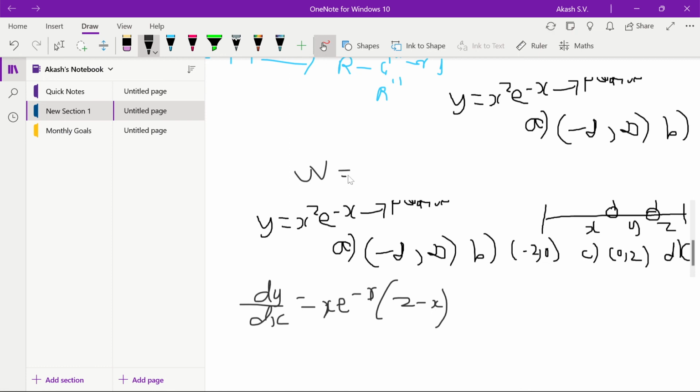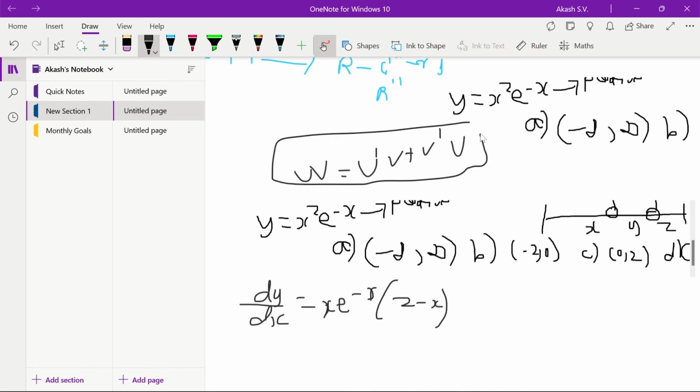As everybody knows, the UV rule is u dv plus v du, or something like alternating of this. Never mind, that doesn't matter. And you'll get like this. If you substitute this, you'll get x values 0 and 2, and the question is given 0 and 2. These are the values of x you will get.